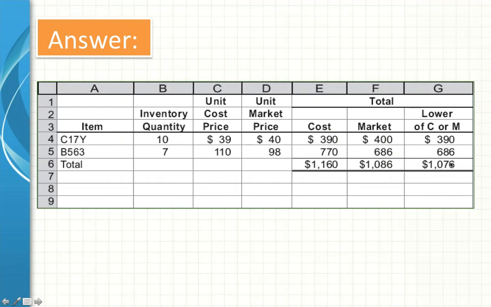That is 1,076, whereas the cost price of these 17 units was 1,160. The difference is to be calculated and taken in the comprehensive income statement, but in the financial statements you will have only the inventory value of 1,076 in the balance sheet and the cost of goods sold calculation.